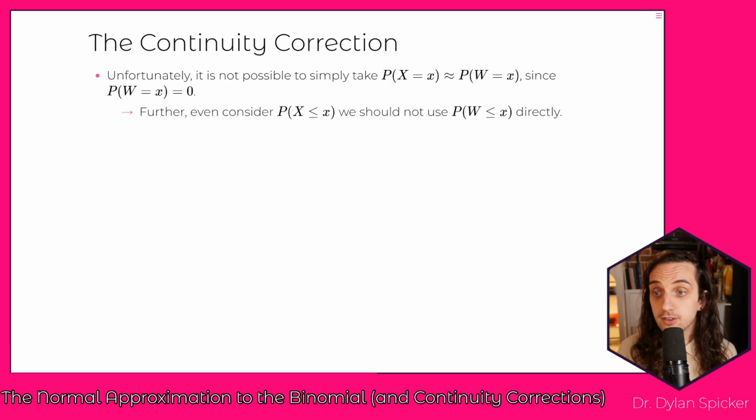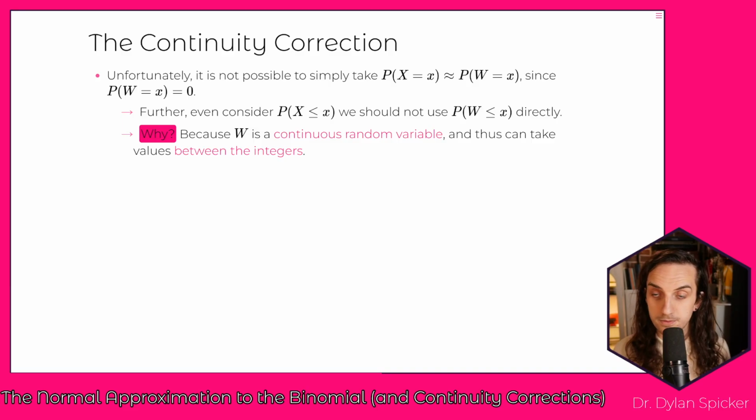And further, even if we wanted to consider the probability that X was less than or equal to some value little x, we cannot use W being less than or equal to x directly. And the reason is that W is a continuous random variable, right? So because W is a continuous random variable, it can take values between the integers, right? So if you wanted to know the probability that X is less than or equal to 5, well, what do you do with all the values, say, between 5 and 6 that W can take on? Okay, and so because it's continuous, it can take on a wider range of values, and we need to decide what happens with all of those.